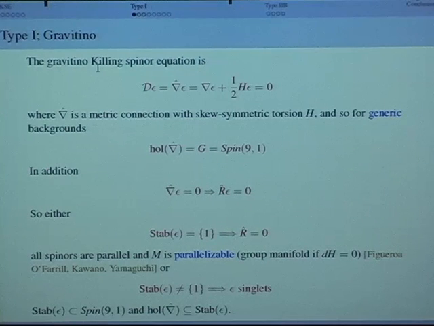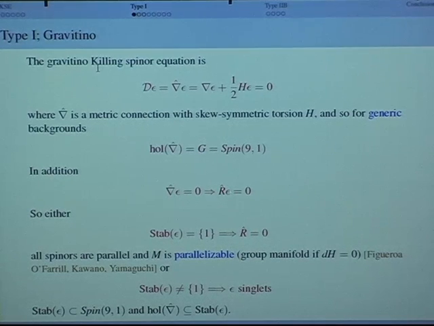Okay, let's start now with the gravitino Killing spinor equation of type 1 supergravities. This is a parallel transport equation of a metric connection with torsion. For generic backgrounds, as I've mentioned, the holonomy is inside Spin(9,1). Now, if one has a parallel spinor, one can work out the integrability condition, and then the curvature of the connection, the Hull connection with torsion, acting on the spinor is equal to 0.